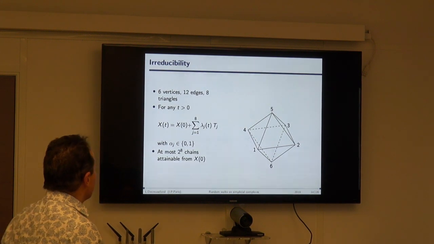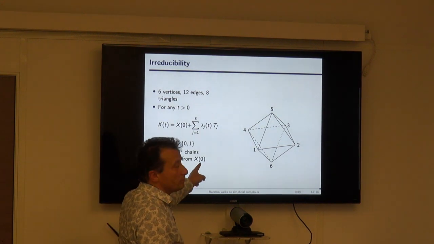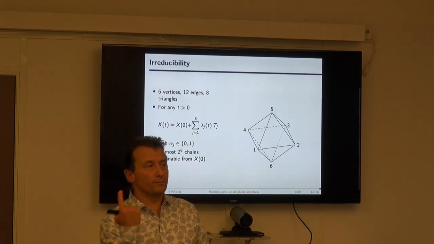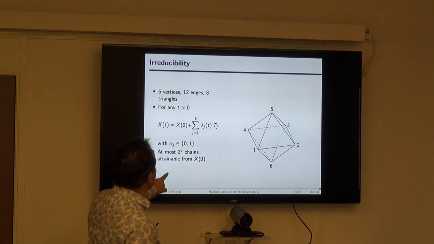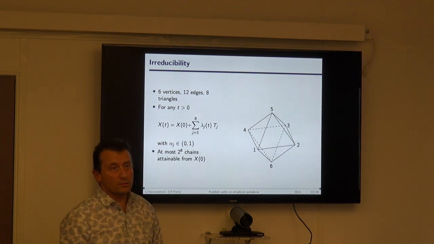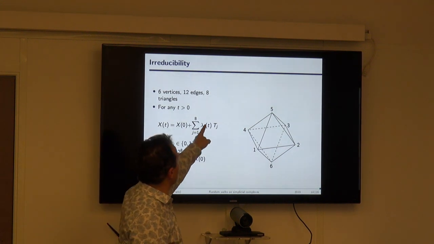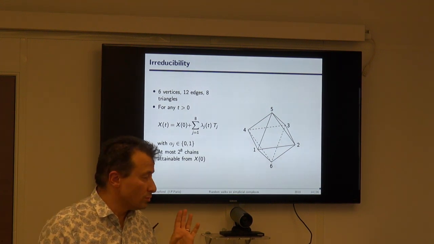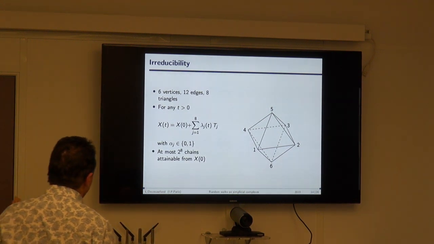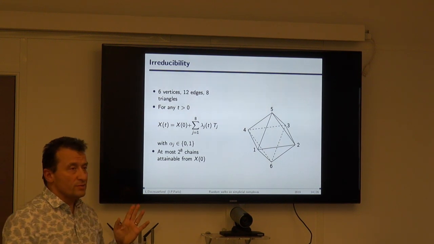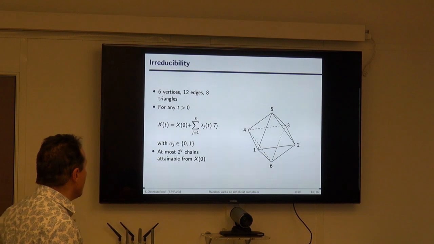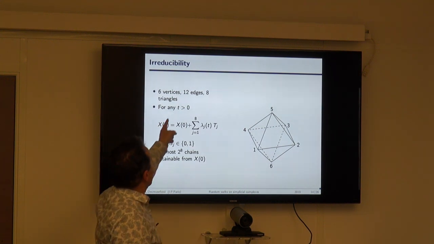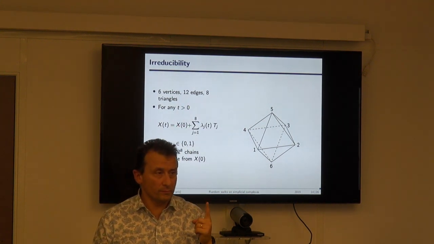What does that mean? That means that if x0 is given, so for instance take x0 to be 1, 2, 3, 4, the equator, you may reach at most 2 to the power 8 chains, that is 256, attainable from x0. How many chains do you have in total? You have 2 to the power 12 chains.